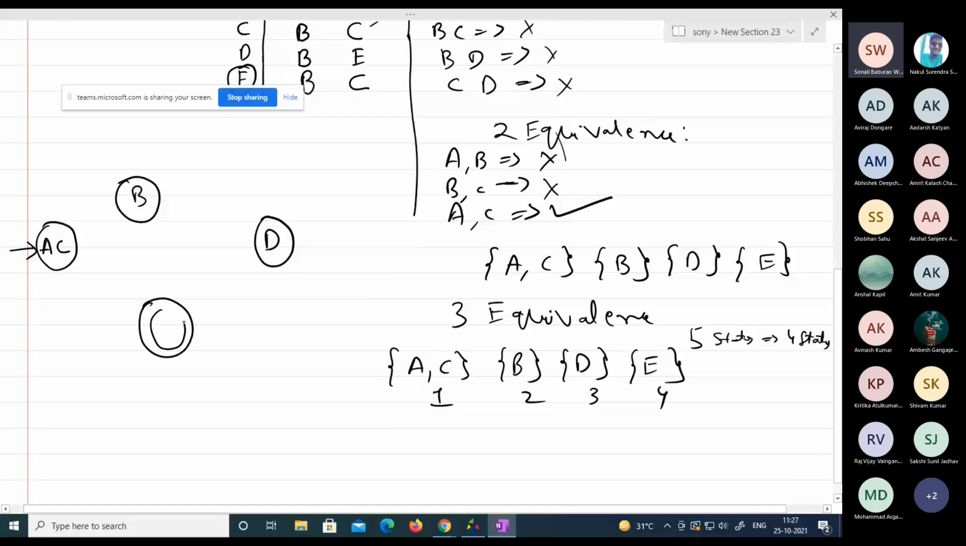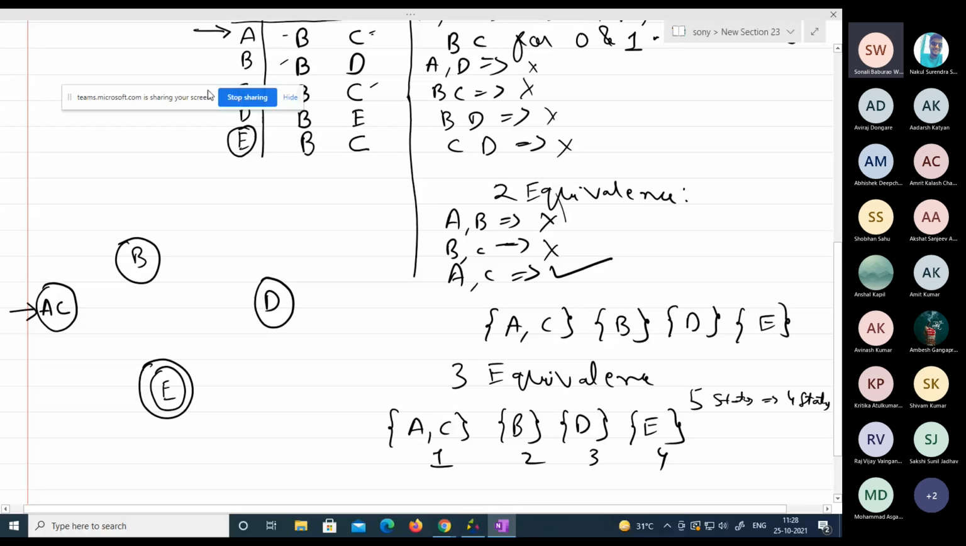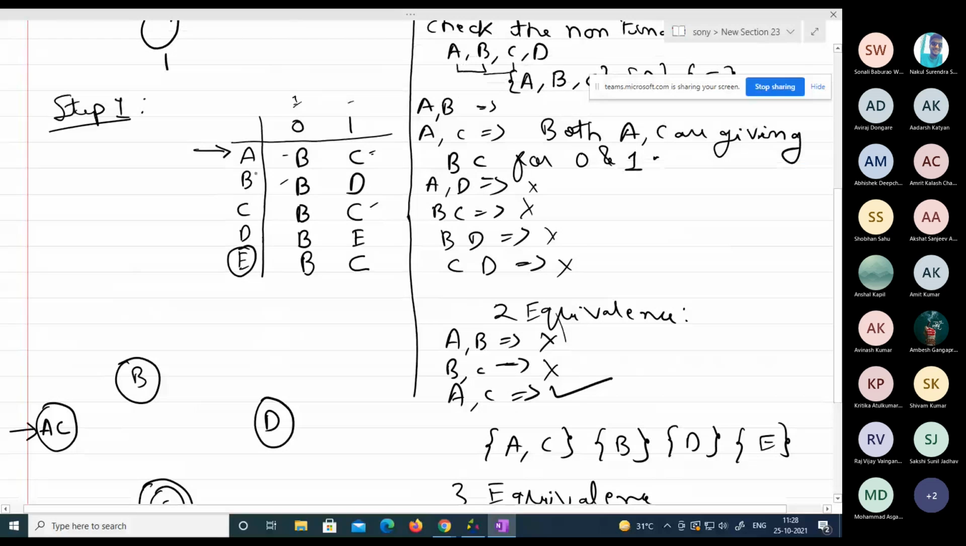Okay, now tell me the values. AC, B, check the state transition table. When does it give B? Check for AC. AC is giving B on 0, right? From the transition table, we know that A is giving B on which transition? 0, right? A gives 0 to B. Similarly, C gives 0 to B. That's why we can show a transition like this, 0.